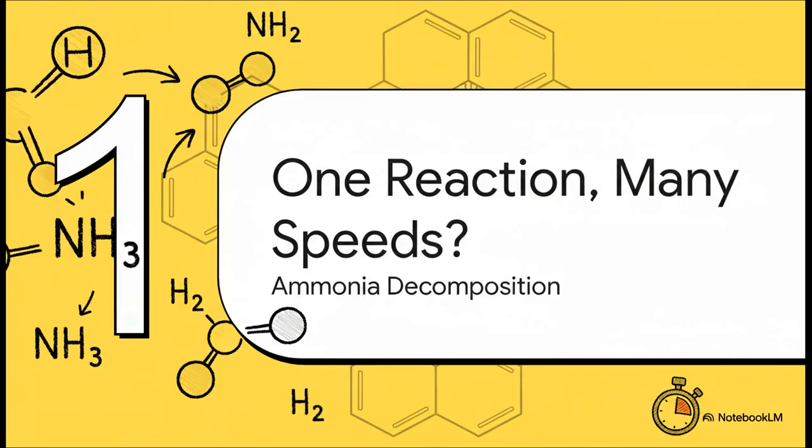To really wrap our heads around this, we're going to look at a classic example, the decomposition of ammonia. This one reaction is going to show us the problem perfectly, and also the really elegant way chemists figured out how to solve it.